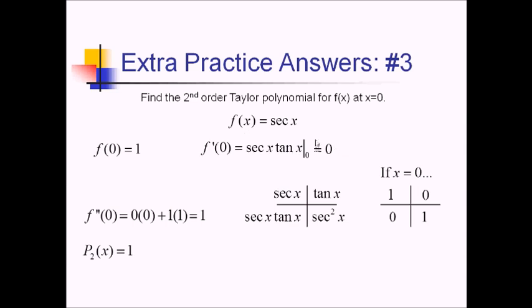Putting it all together now, I've got f of 0, which is 1, plus f prime of 0 times x, but that's just 0 times x, which doesn't change anything. And then we have plus f double prime of 0 over 2 factorial times x squared. So that's 1 over 2 x squared.